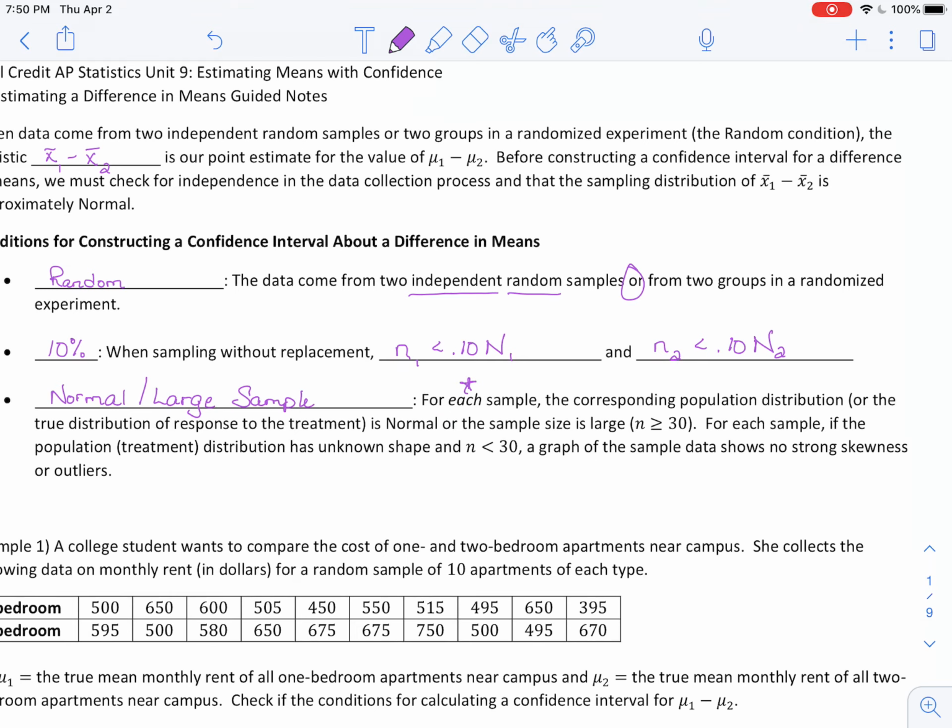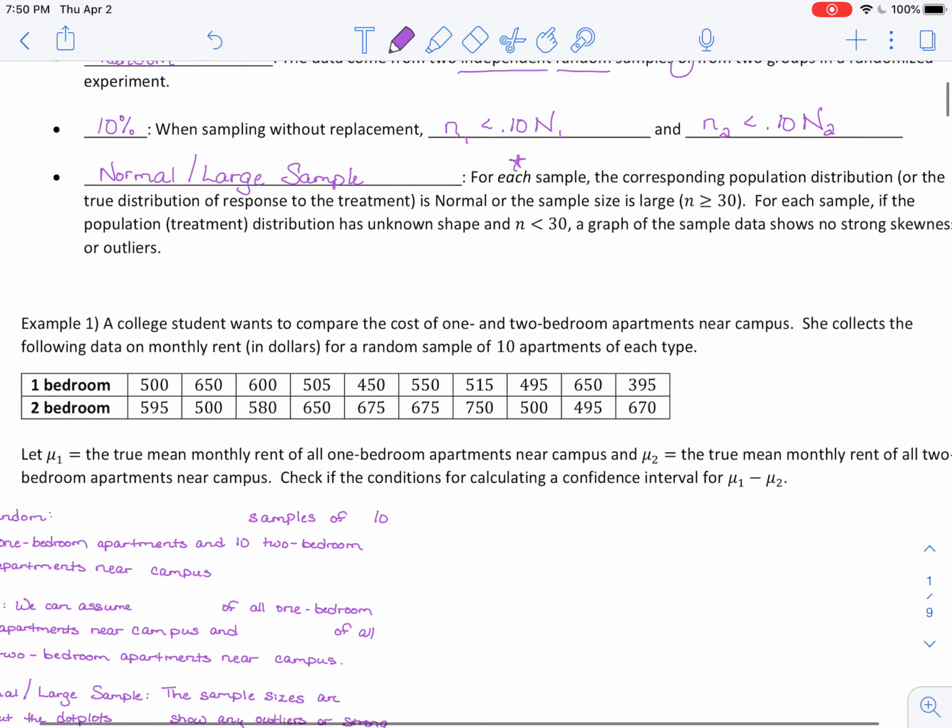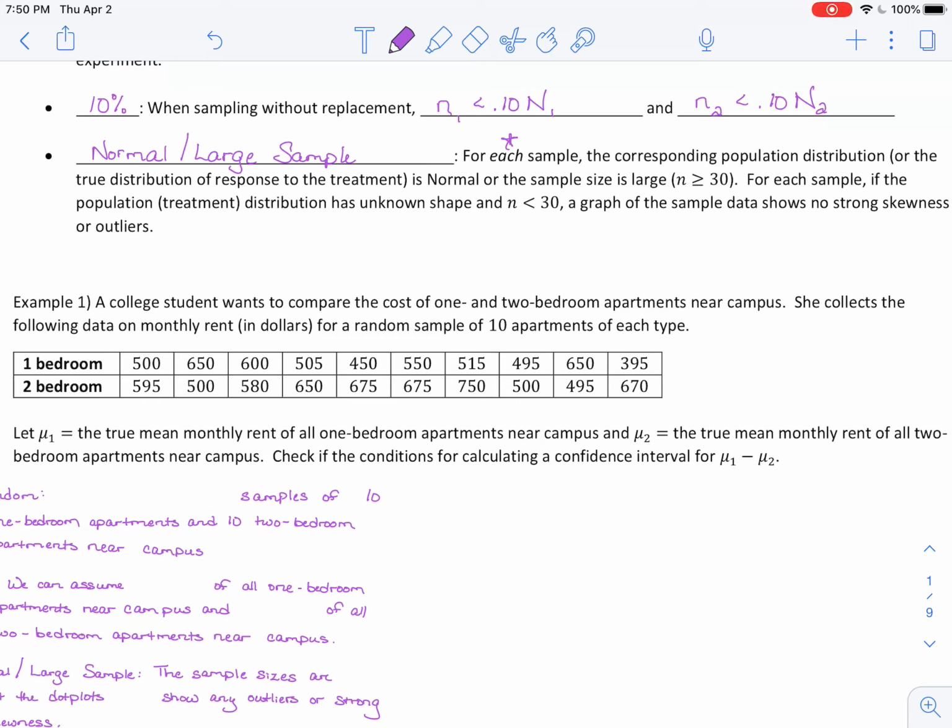Or it could just be the sample size is large for both of your groups. But if the samples are small and you don't know the shape of the population distribution, then just check your graph to look for skewness or outliers.